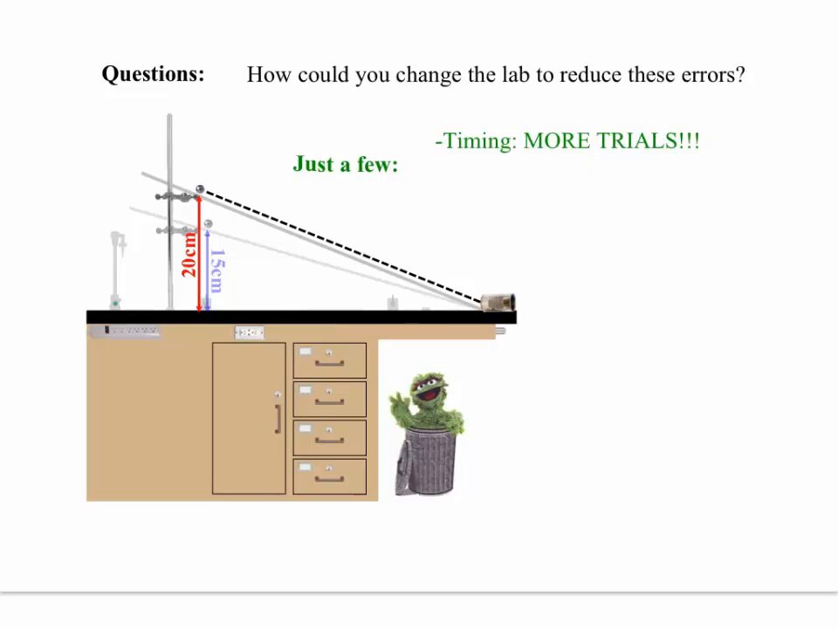One way to minimize or reduce errors in timing for the ball moving from the top of the ramp to the bottom of the ramp would simply be just to perform more trials and take the average of those trials.